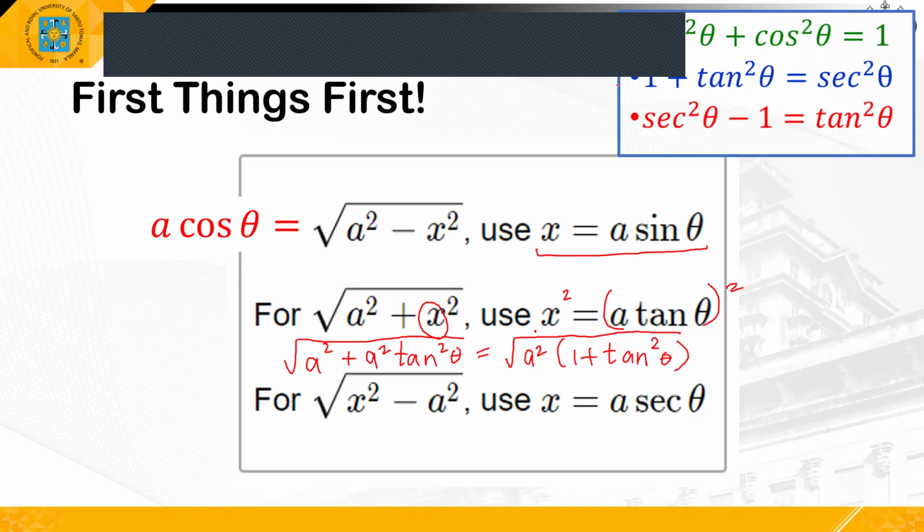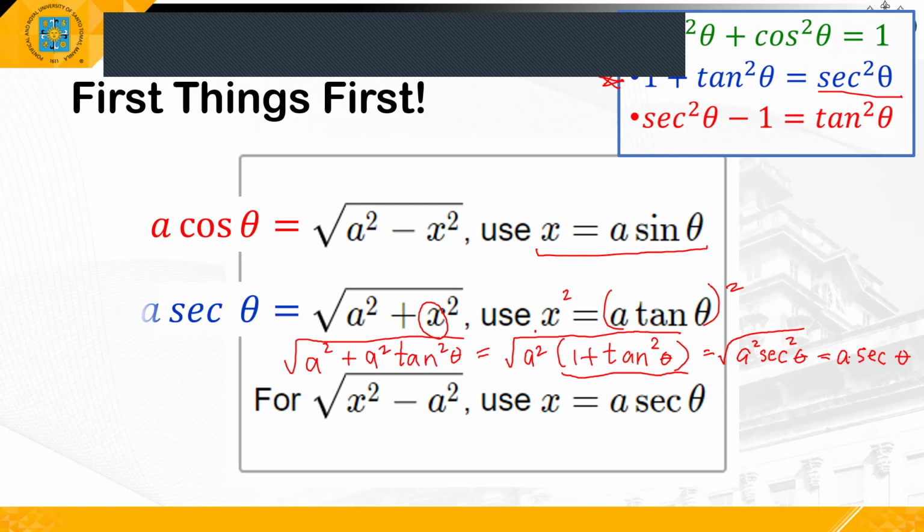So ano yung 1 plus tangent squared theta? Using this Pythagorean identity, that will be equal to secant squared theta. So ibig sabihin, this binomial is just equal to secant squared theta. So we have a squared secant squared theta. Again, this is a perfect square. Both factors are perfect squares. So that will become a secant theta. So ano yung naging a secant theta? Yung radical na given. Okay?